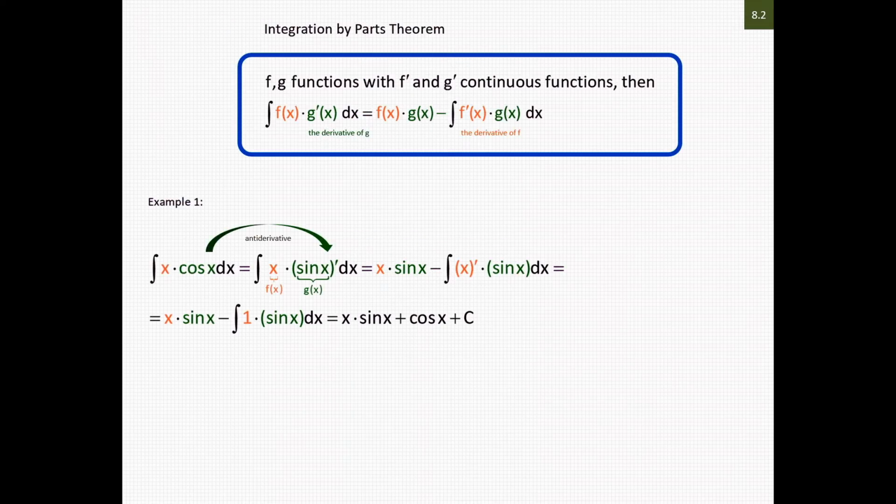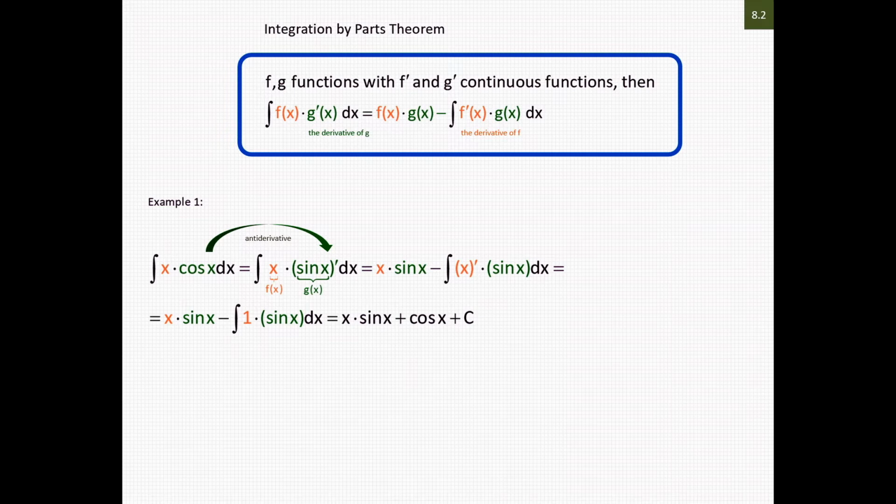Let's see what the integration by parts theorem states. If the integrand is the product of two functions, a function named f and the derivative of a function g, the integration by parts theorem states that the result is the difference between the product of functions f and g and the indefinite integral of the product of the derivative of function f and function g.